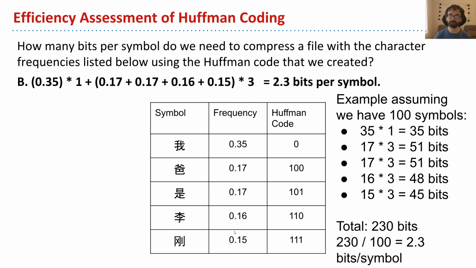If we want to count up the total bits, that would be 1 bit for every one of these characters, so 35 bits. That would be 3 bits for all of these. In total, we add up the number of bits for all characters and get 230 bits. We divide that by the number of symbols, which is 100, and we get 2.3 bits per symbol. That's the amount we have to pay. Now I'd like to note that that is smaller than the 8 bits per character that we have to pay to represent English text using ASCII.